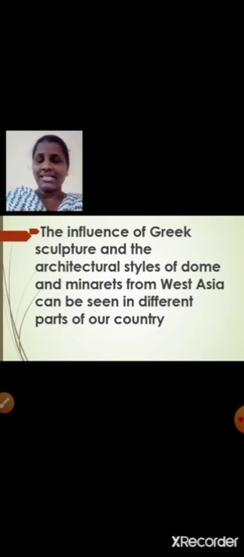So just now we have seen that the ideas of the Upanishads, the stories of Panchatantra, Ramayana, and Indian numerals reached other parts of the world. Similarly, we have taken some ideas from other parts of the world, like from West Asia, where we took the architectural styles of dome and minarets. Is that clear, students? And it is seen in different parts of our country.